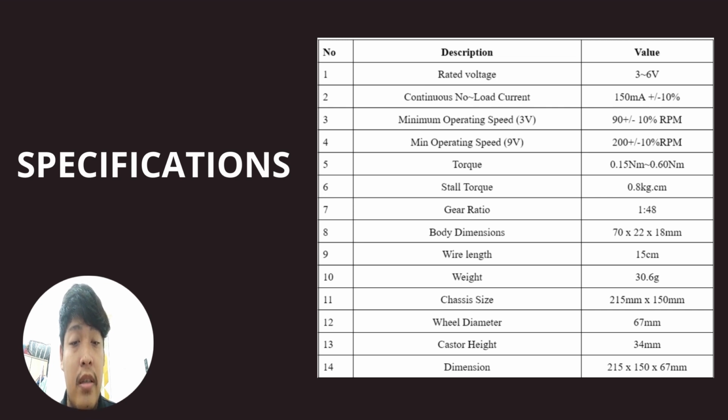Body dimension 70 multiplied by 22 multiplied by 18 millimeter. For the wire length, it is 15 centimeter. Weight 30.6 gram. Chassis size 215 mm multiplied by 150 mm. For the wheel diameter is 67 mm. Caster head 34 mm. Lastly, the dimension is 215 multiplied by 150 multiplied by 67 mm.